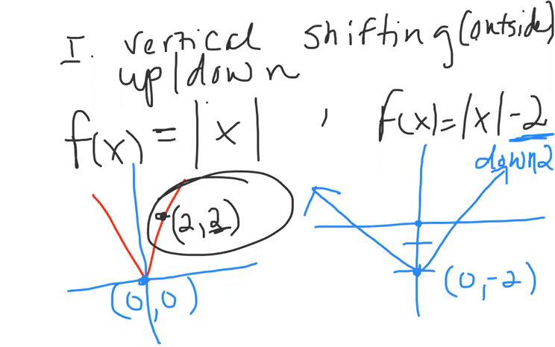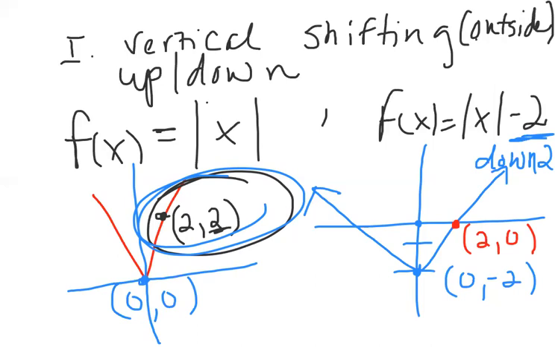So that 2, 2 right here, guys, on this graph, it is going to go down to, guess what? 2, 0. Because it's shifting down 2 units. It was at 2, 2. You subtract the 2 from the y coordinate, it brings you down to 2, 0. And just like that, you're done.